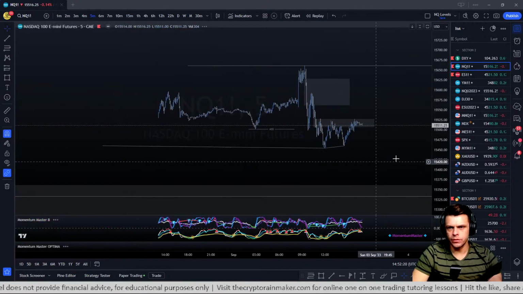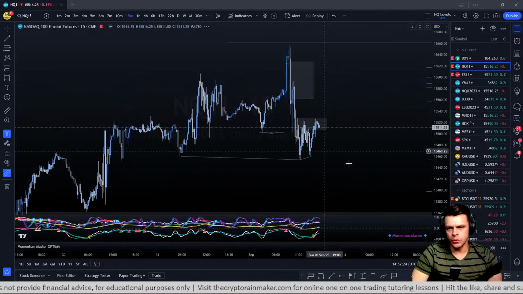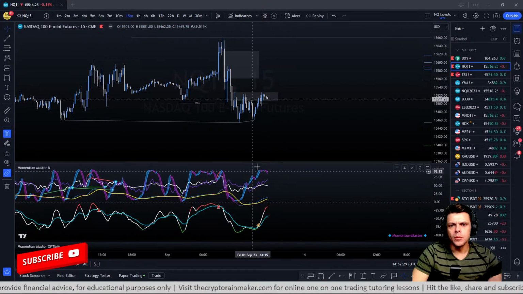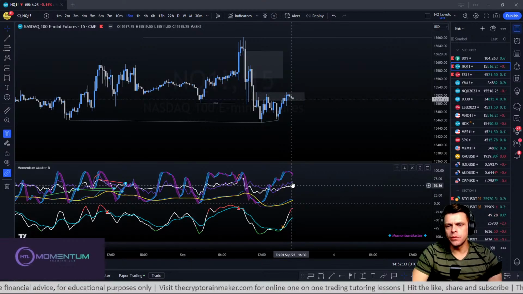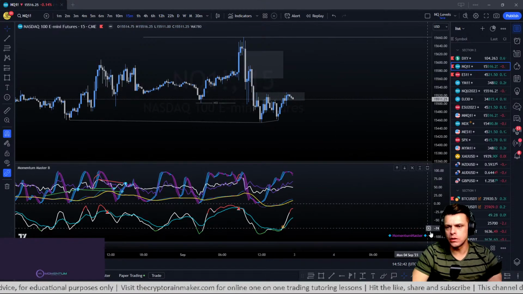Quickly have a look at the 15, or the 5 rather. Just want to quickly have a look at the Momentum Master B on the 15. Bearish on the 15 as well. Stochastics pushing down. Money flow above the RSI. That is a bearish indication. So price action will have to come down to reset the money flow below the RSI.